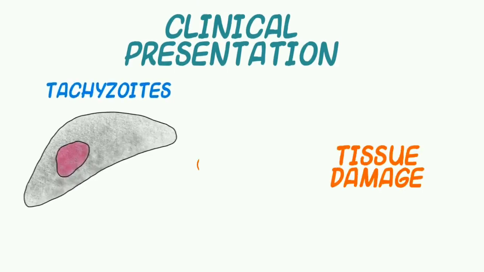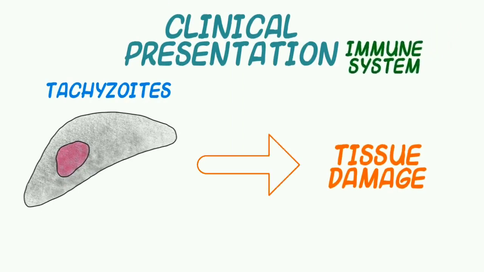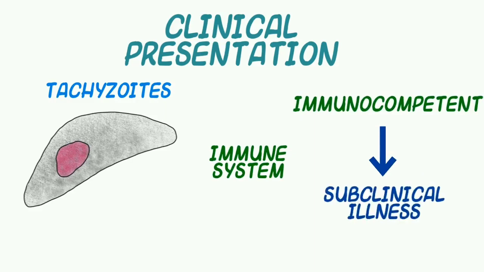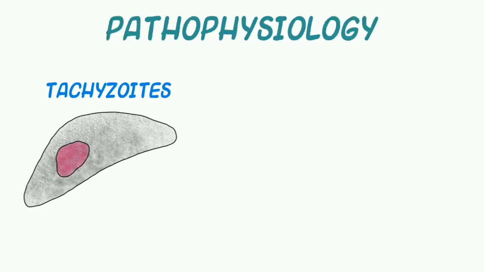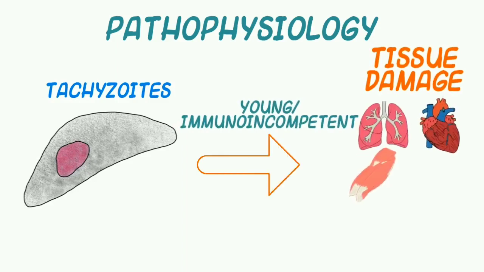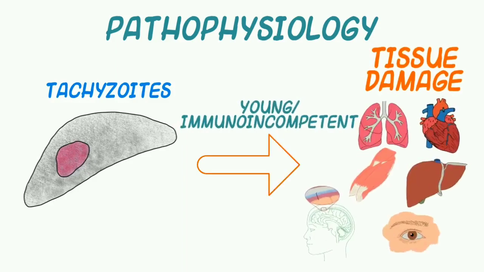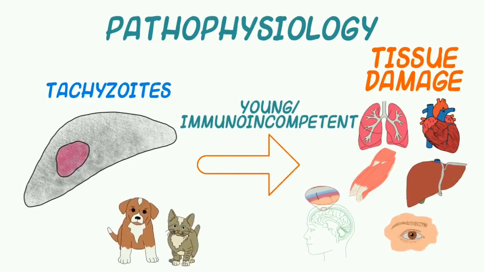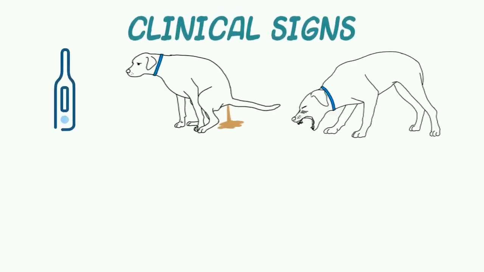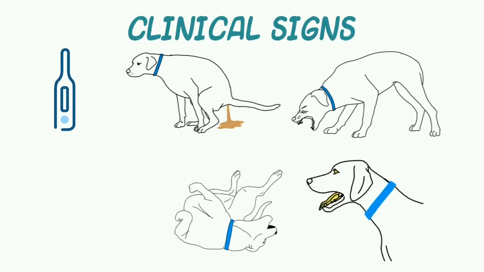Tachyzoites lead to tissue damage, and the immune system plays an important role in limiting an infection. So, in adult immunocompetent animals, toxo is usually a subclinical illness. But the story can be quite different in the young, where systemically distributed tachyzoites can cause damage to the lungs, heart, skeletal muscle, liver, meninges, retina, and lymph nodes in young puppies, kittens, and piglets. Associated clinical signs include fever, diarrhea, cough, dyspnea, icterus, seizures, and death.